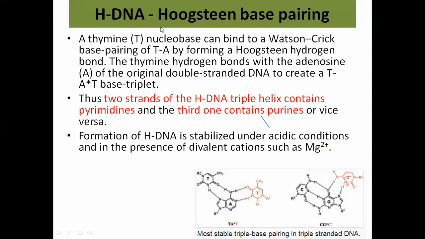So in the triplex form, or the HDNA, or the hinged DNA, an extra nucleobase comes and binds to the Watson and Crick normal base pairing by forming a Hoogsteen hydrogen bond. Remember this name, Hoogsteen base pairing. So in triplex DNA, what is the base pairing? It is Hoogsteen base pairing.